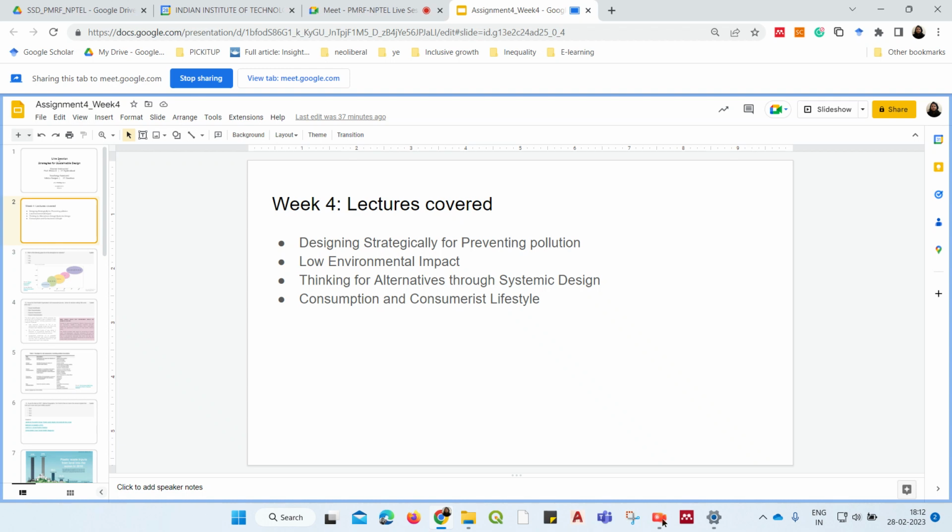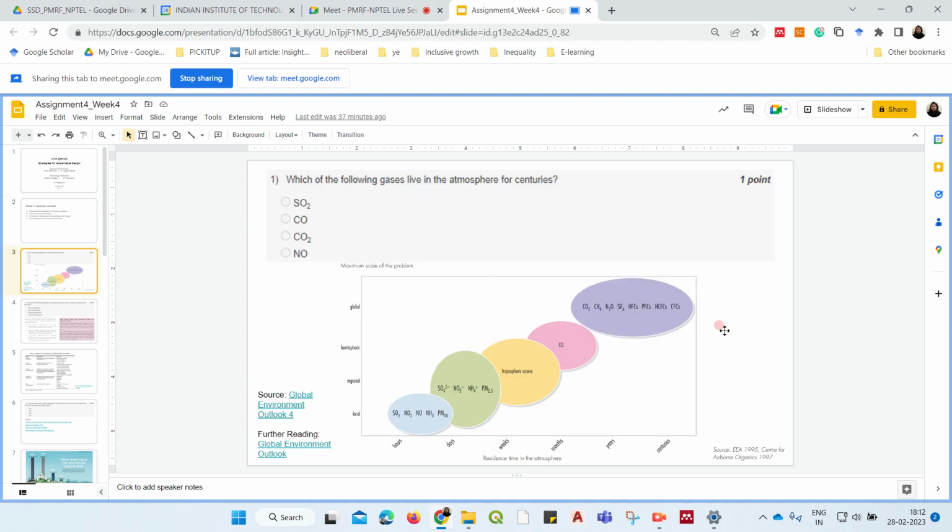So this is all that you would have covered this week. So we'll now move on to questions, and we'll start solving them. So first question is, which of the following gases live in atmosphere for centuries? And you are given four options: SO2, CO, CO2 and NO.